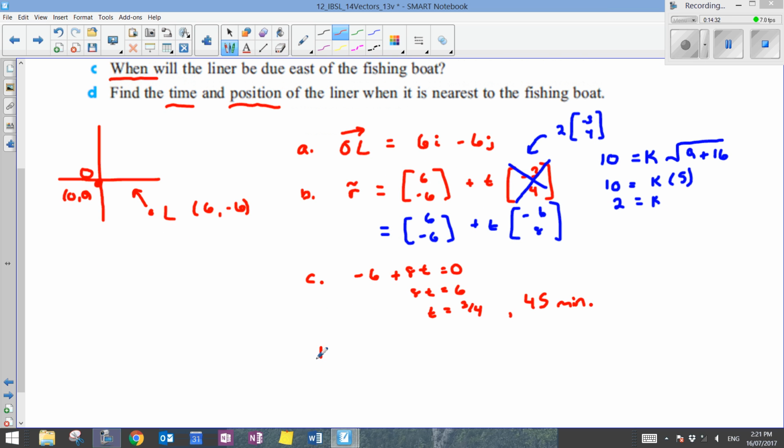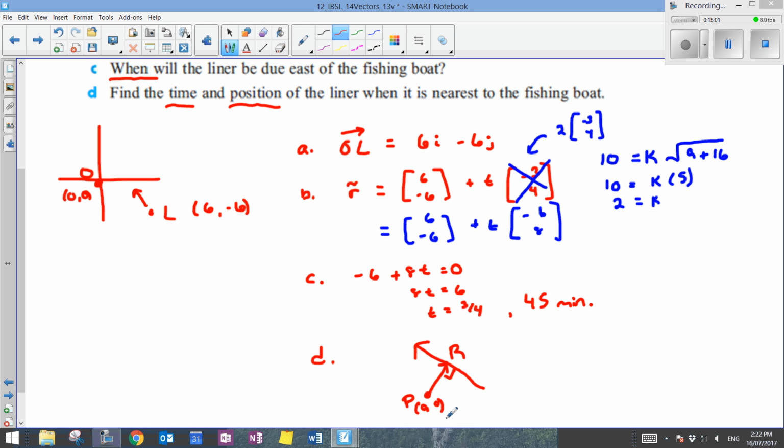And then last but not least, part D says find the time and the position of the liner when it's nearest to the fishing boat. So I'm going to zoom in on this situation here. We've got the liner moving in this direction. We have (0, 0). We're going to drop our foot to the liner in order to make our perpendicular. Again, we'll call this our position R. This will be our initial point P, or O in this case.